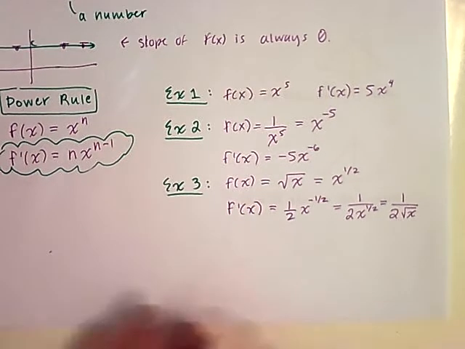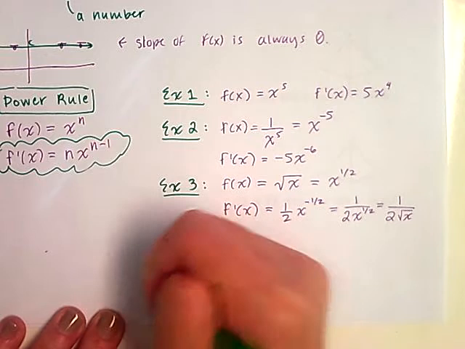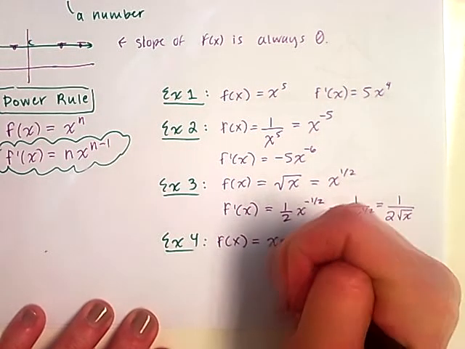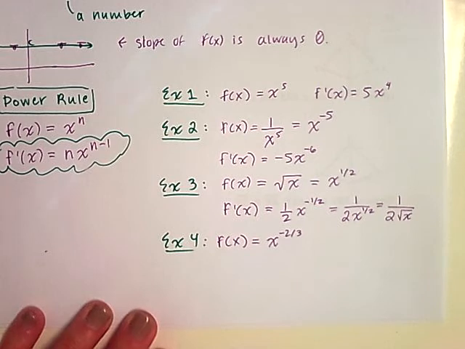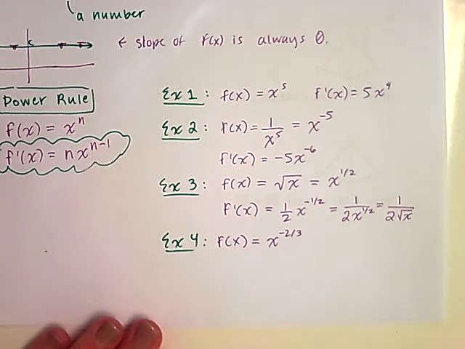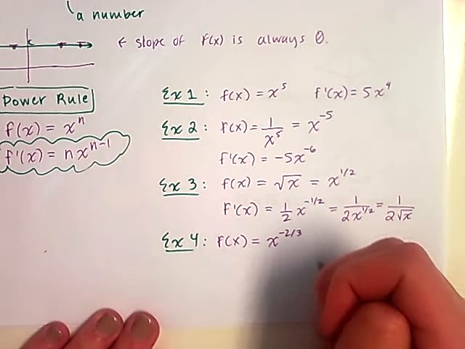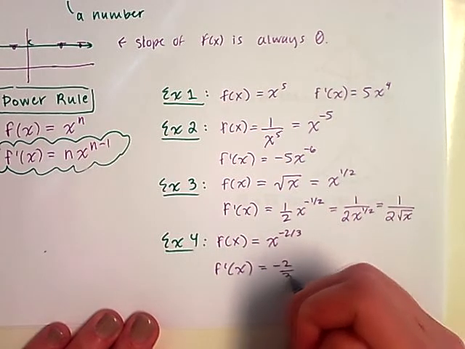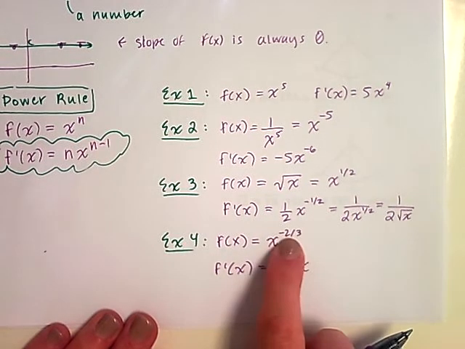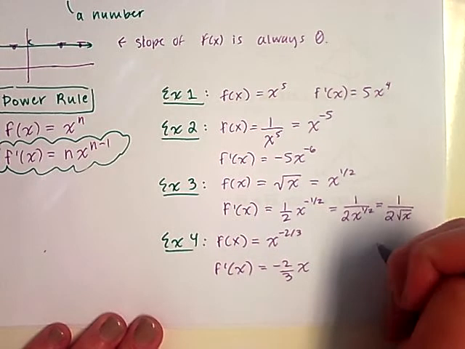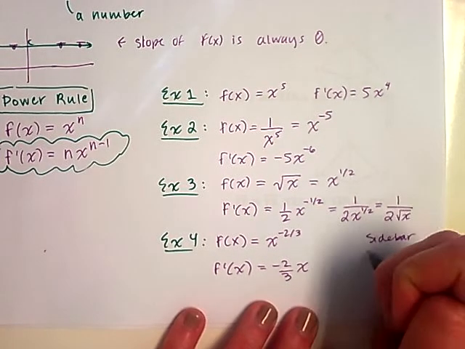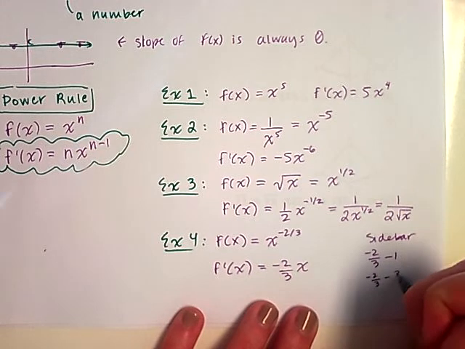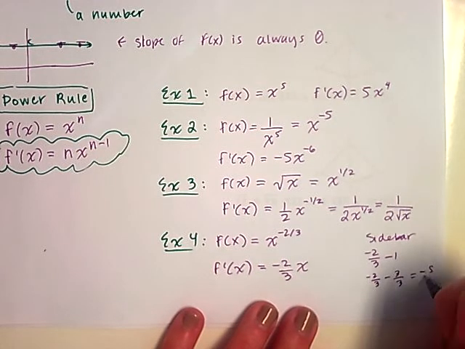Just so we do a little bit more exponent review, look at a little funkier example. If I have f of x equal to x to the negative 2/3, then this would become f prime of x is equal to, I could bring this down again, so I get negative 2/3 x to the, now if I have to do negative 2/3 minus 1, I'm going to do a little sidebar, just so we can think about this. Negative 2/3 minus 1. That is like saying negative 2/3 minus 3 over 3. So it's going to be negative 5 over 3.